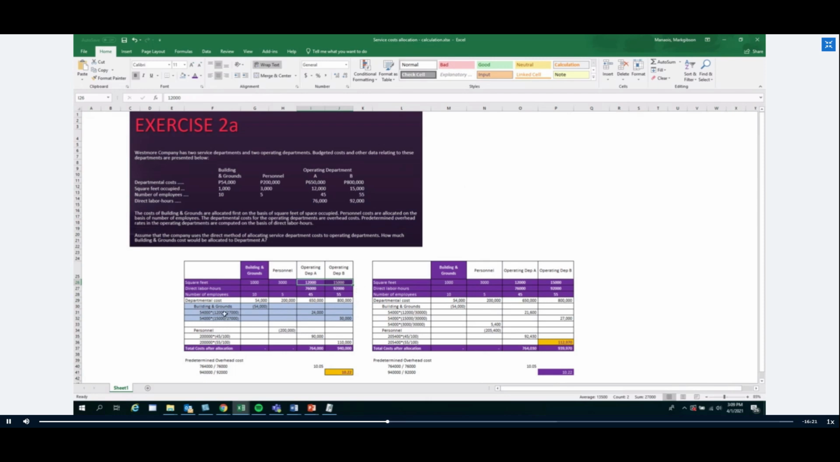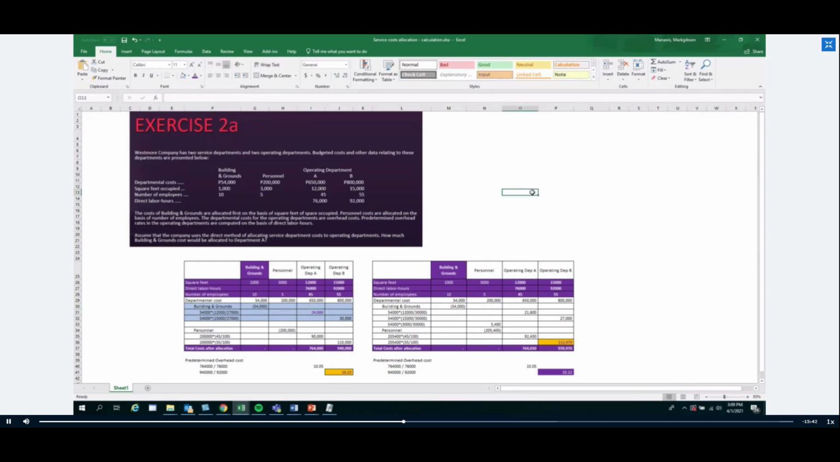So dapat kunin mo ulit yung prorata. So that's 12,000 over yung total of 27,000 multiplied by 54,000. Ayun yung calculation. So operating Department A will get 24,000. Operating Department B will get 34,000. So inallocate na natin yung building and grounds. So answer to exercise 2A is 24,000 pesos, no? Ang tinatanong naman is Department A.